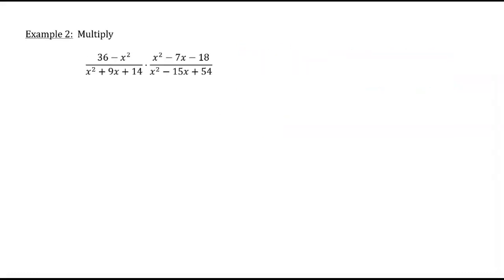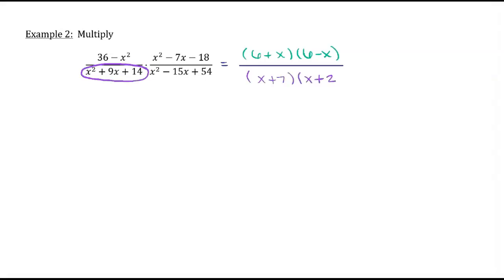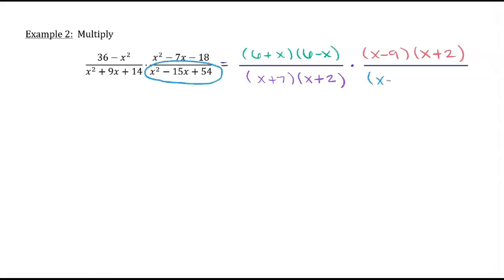In this example, we will once again start by factoring each polynomial in this expression. 36 minus x squared is a difference of squares, so it factors as 6 plus x times 6 minus x. X squared plus 9x plus 14 factors as x plus 7 times x plus 2. X squared minus 7x minus 18 factors as x minus 9 times x plus 2. And x squared minus 15x plus 54 factors as x minus 9 times x minus 6.